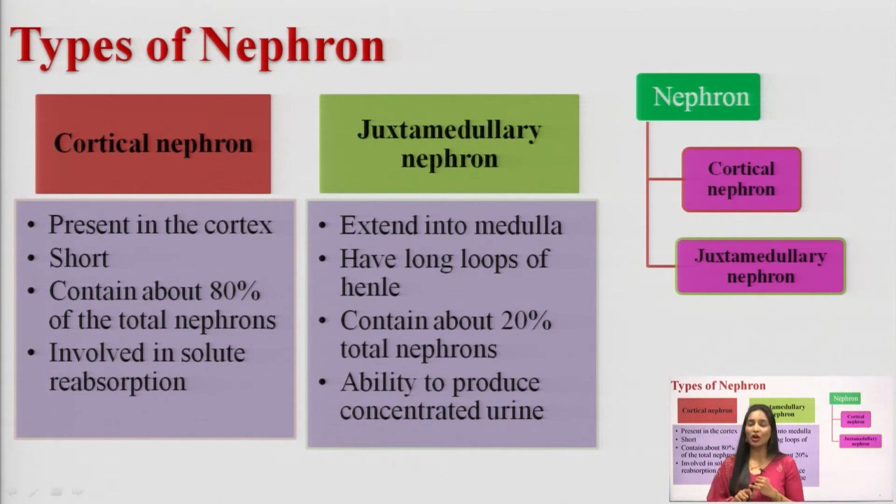So, in this slide you have to remember two points. We have two types of nephrons, one is cortical and the second one is juxtamedullary. The cortical is present in the cortex, and the juxtamedullary extends into the medulla. One is short and the juxtamedullary is long. 80% of total nephrons are cortical nephrons and 20% are juxtamedullary nephrons.